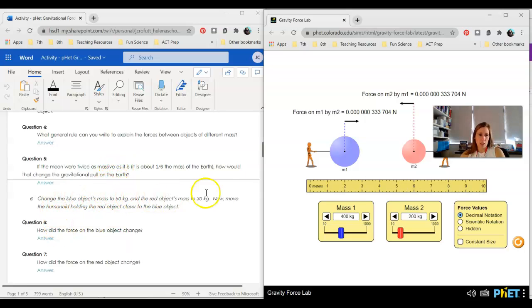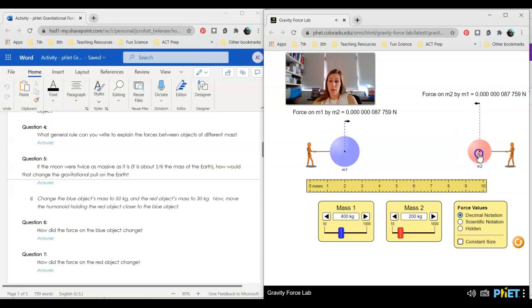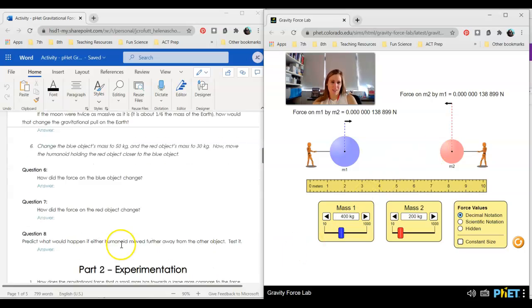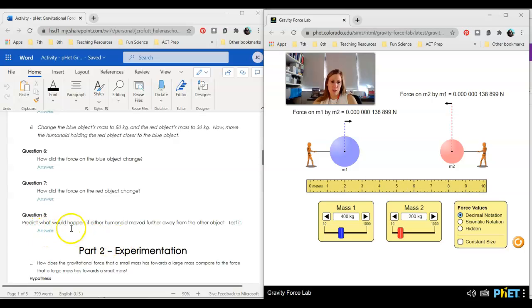Okay, change the blue object's mass to 50, so you would take this down to 50, and the red object's mass to 30. And now you are going to mess with distance. So you're going to be moving one side closer than the other. Okay, how did the force on the blue object change? How did the force on the red object change? So answer those 2 questions. And then predict what would happen if either humanoid, so these dudes are the humanoids, moves further away from the other object. Test it. Okay? So just move one guy and see what happens.